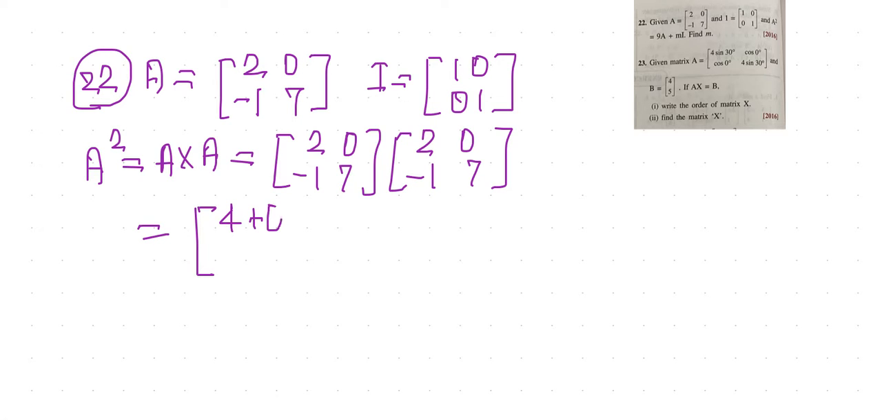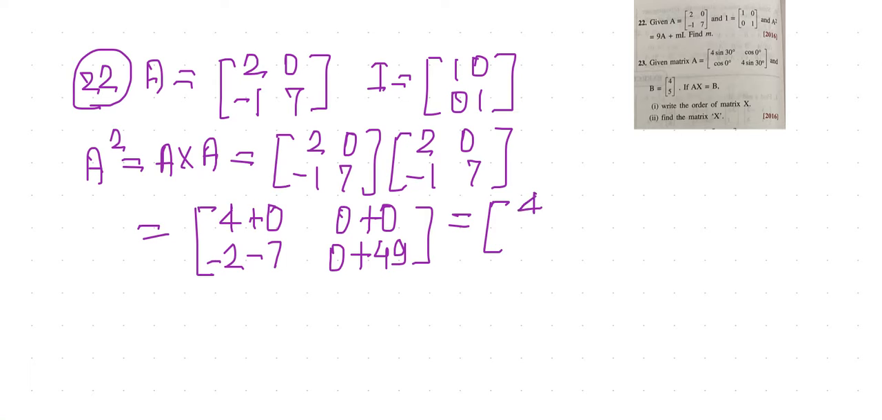So this is 4 plus 0. On the right side I will be getting 2 into 0 is 0 plus 0 into 7 is again 0. Now here minus 1 into 2 is minus 2 plus 7 into minus 1 is minus 7. And what about the next line? Minus 1 into 0 is 0 and 7 into 7 is 49. So this is the value of A square that I am getting. This is equal to 4, 0, minus 9 and 49.